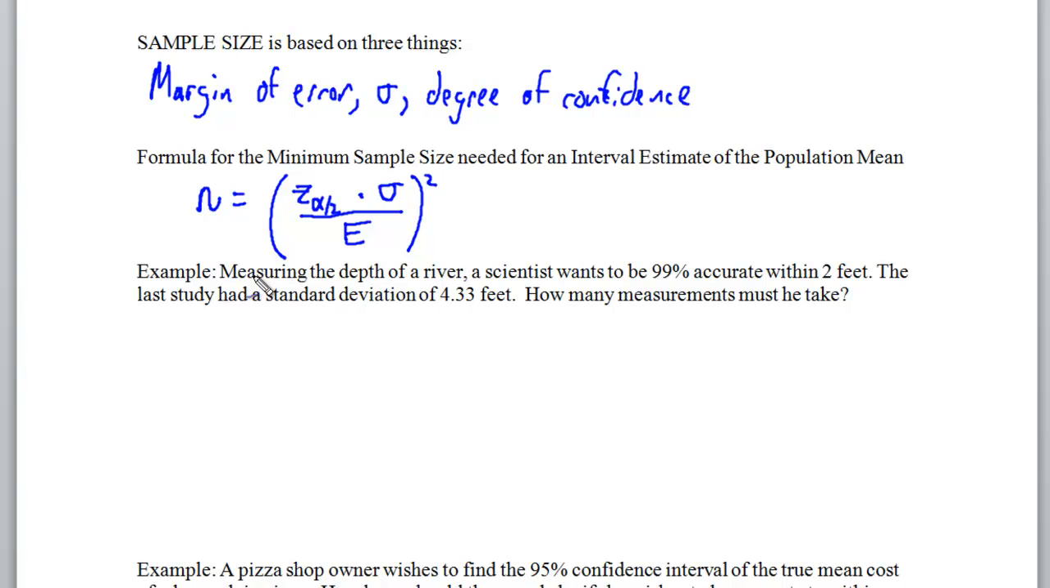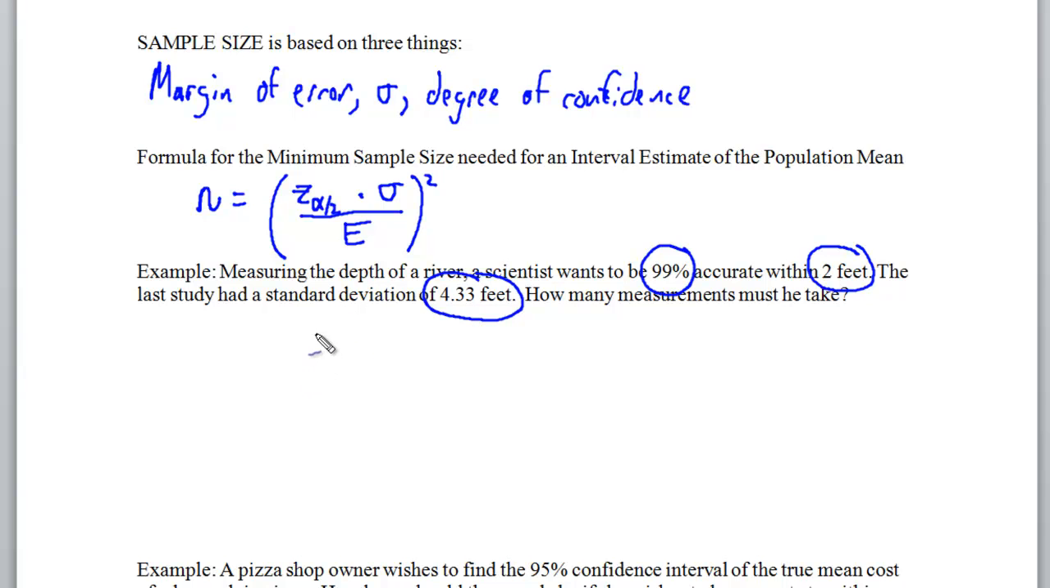So we're trying to figure out how many measurements we should take when we're measuring the depth of a river. And the scientists want to be 99% accurate within 2 feet. Now, I think you're always going to try to shoot for the most accuracy possible, but when you do so, you're going to drive up the number of measurements that you have to take. So we want to be within 2 feet, and the national studies have said that using this method, your standard deviation is going to be 4.33 feet. So they're giving you the standard deviation here.